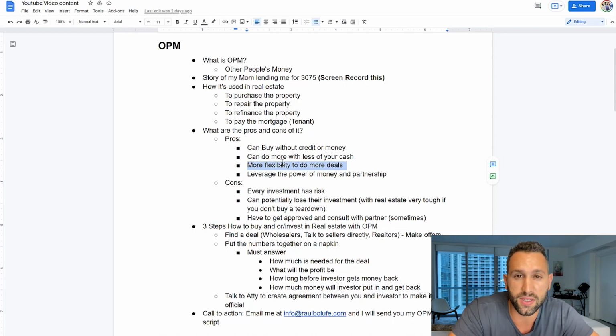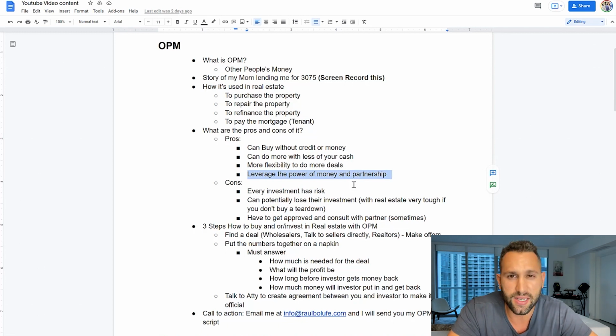Let's say you just invested 50,000 of your cash, you're really kind of stuck there, but you have somebody else that's willing to lend you 50. Well, now another deal comes in, you'd be like, yeah, I can close tomorrow. So you have flexibility to do more deals. And you have the leverage, the power of the money and partnerships.